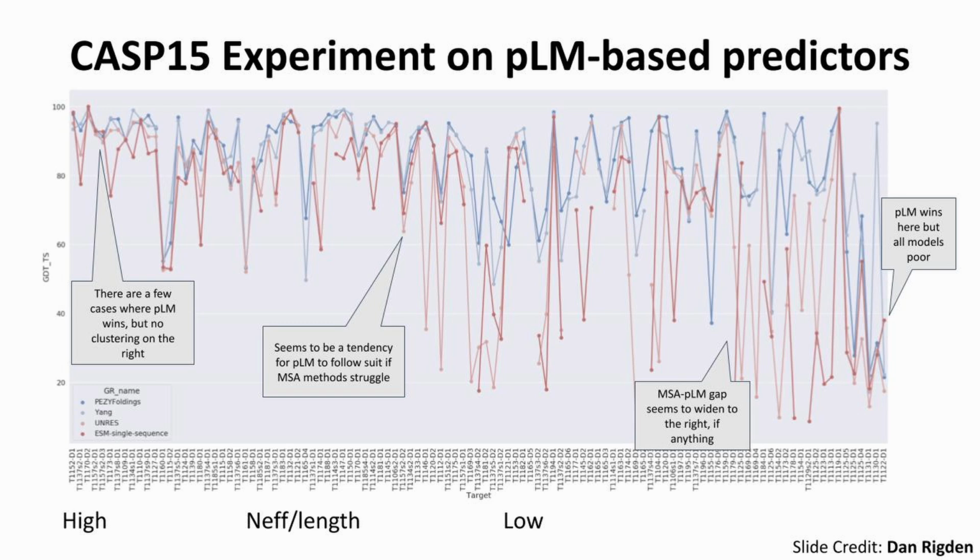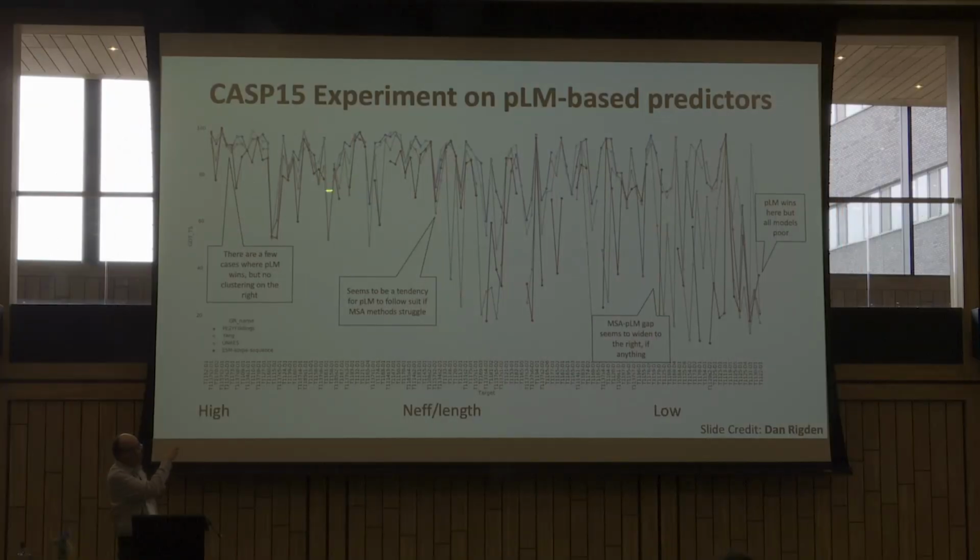GDTS, so 100 is good, 0 is bad, so you want to be as high up as you can be. Now, what's interesting, generally speaking, they seem to track one another reasonably well, so they do about the same, irrespective, which is maybe good or bad, I suppose. But particularly, as you go to the low MSA regime, so this is where you have low sequence homology, it actually seems to be the case that the PLM-based methods, the ones that use language models, do worse than the MSA-based methods. So almost the opposite of that underlying hypothesis.